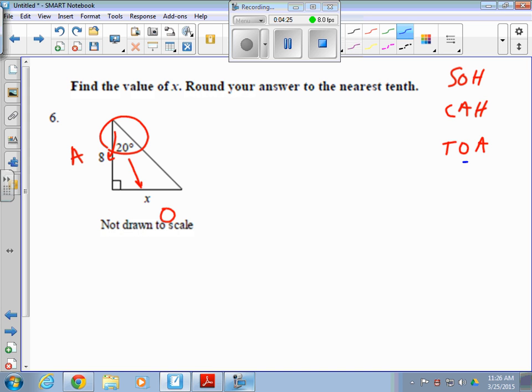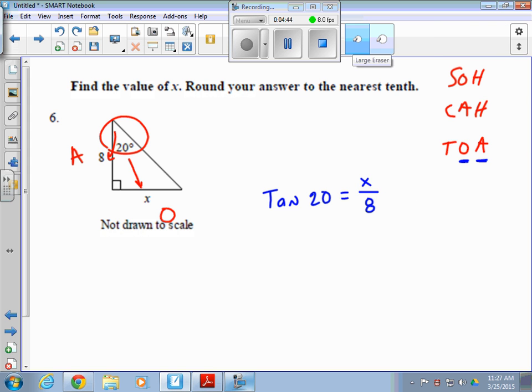The only one that uses an opposite and an adjacent is tangent. So you set this up as the tangent of 20 degrees is equal to the opposite, which is x, over the adjacent, which is 8. In order to get x by itself, you multiply both sides by 8, not by x, by 8. When you multiply the right by 8, you have to do the left. This one cancels out and gives you what x is. So x is going to be 8 times the tangent of 20. So 8 tan 20 is all you're doing, and you get 2.9.